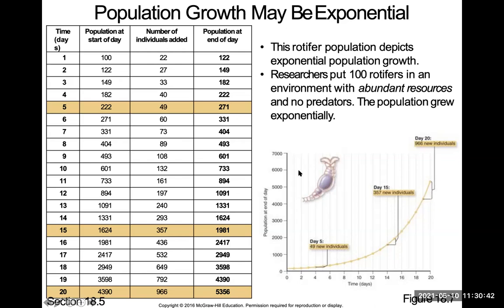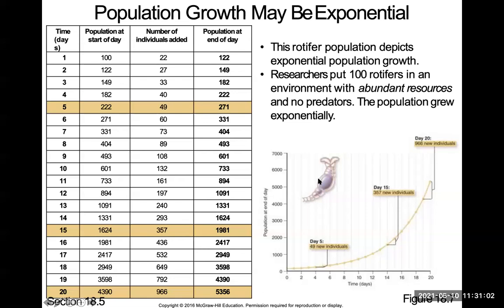So this is a rotifer. It's a tiny animal. It's not protista. It's considered an animal. It has a digestive system, mouth, and anus. So it's rotifers. They can be found in pond water. So this model is made using the rotifer population.